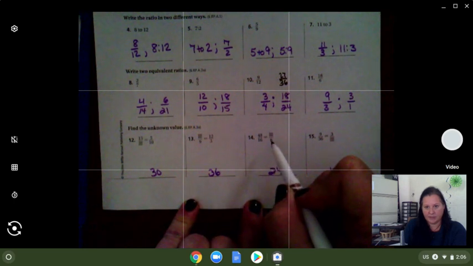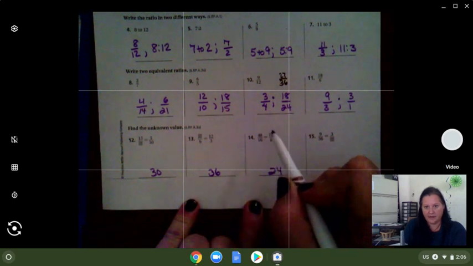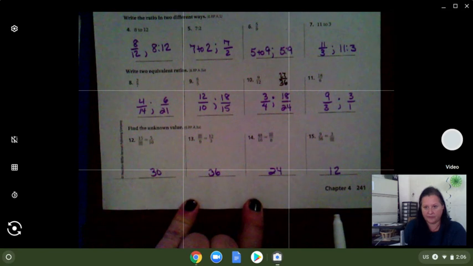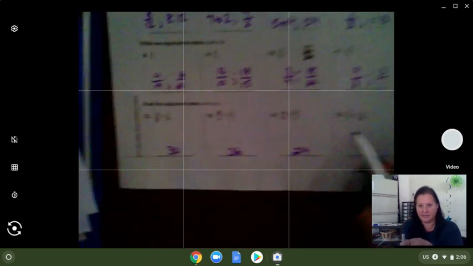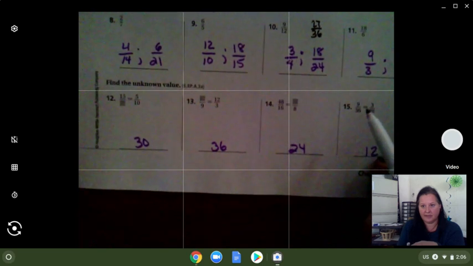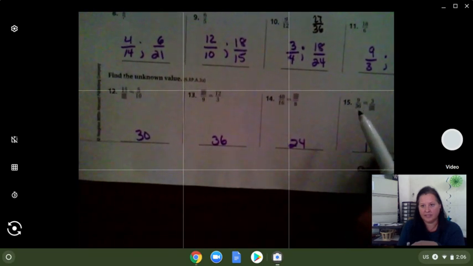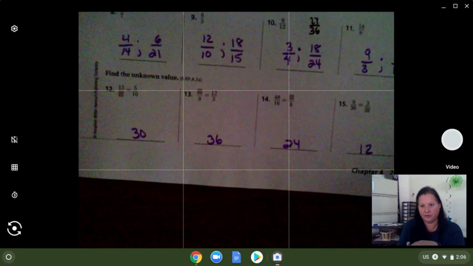16 divided by 2 is 8. 48 divided by 2 is 24. 9, hope you guys can see this. 9 divided by 3 is 3. 36 divided by 3 is 12.